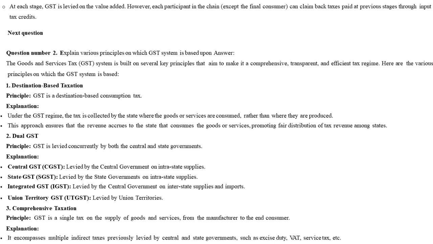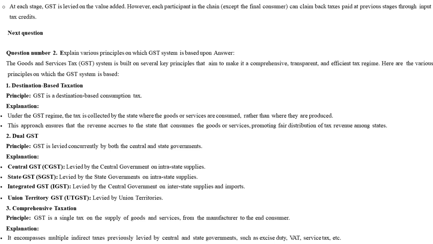1. Destination-based taxation. Principle. GST is a destination-based consumption tax. Explanation. Under the GST regime, the tax is collected by the state where the goods or services are consumed, rather than where they are produced. This approach ensures that the revenue accrues to the state that consumes the goods or services, promoting fair distribution of tax revenue among states.